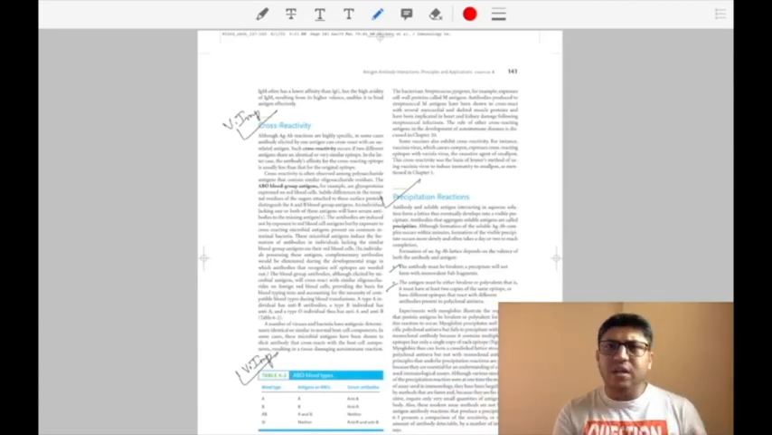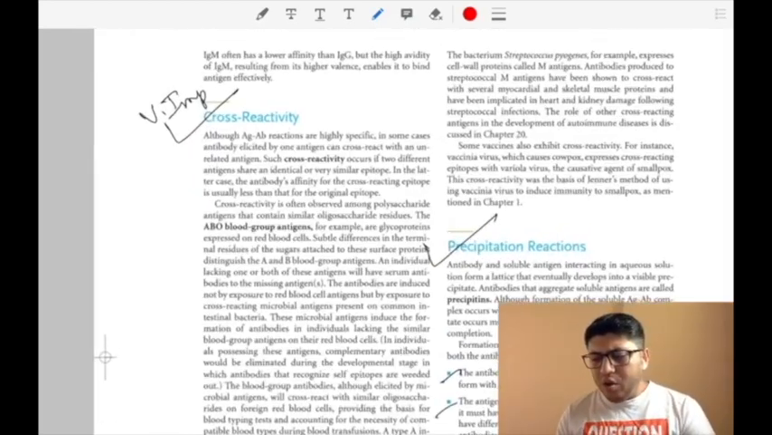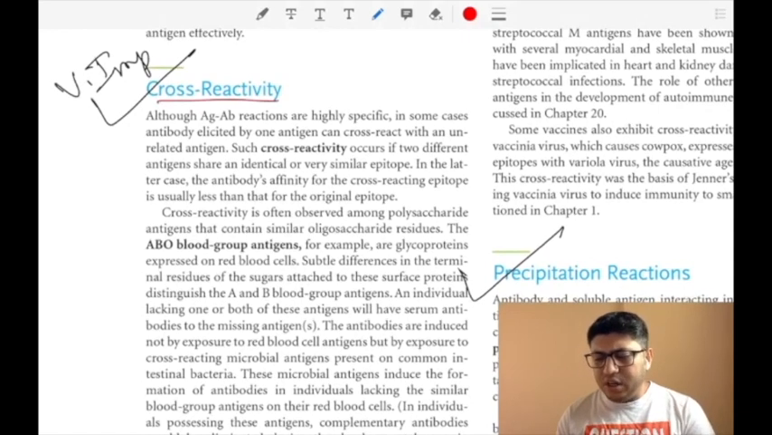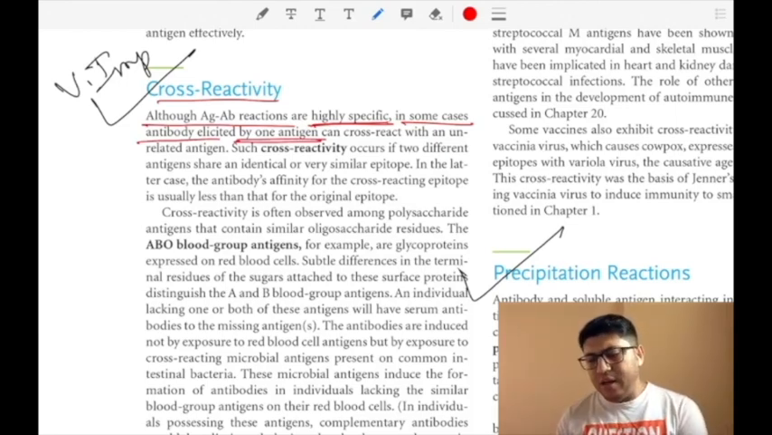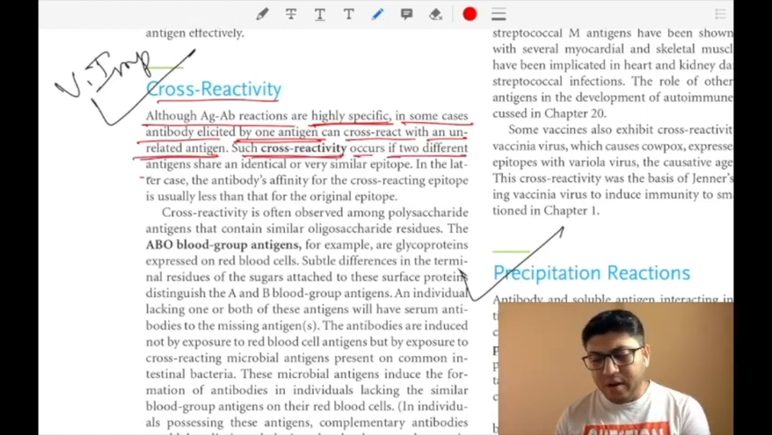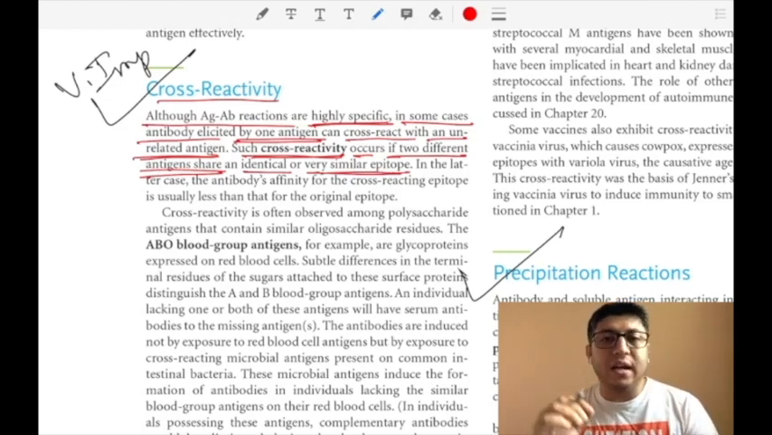Now if I come to the concept of affinity and avidity, then definitely one concept simultaneously comes to mind, that is called cross reactivity. Cross reactivity কি না? Cross reactivity হচ্ছে although antigen antibody reactions are highly specific, in some cases antibody elicited by one antigen can cross react with unrelated antigens. Such cross reactivity occurs if two different antigens share an identical or very similar epitope. This is called cross reactivity.